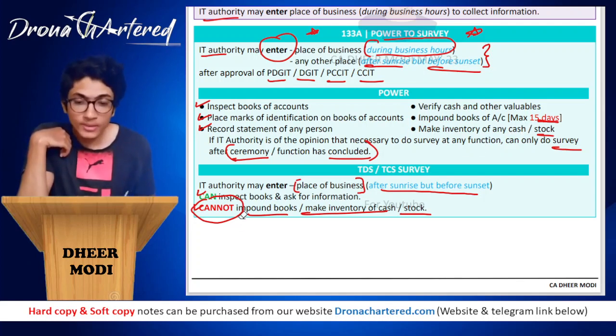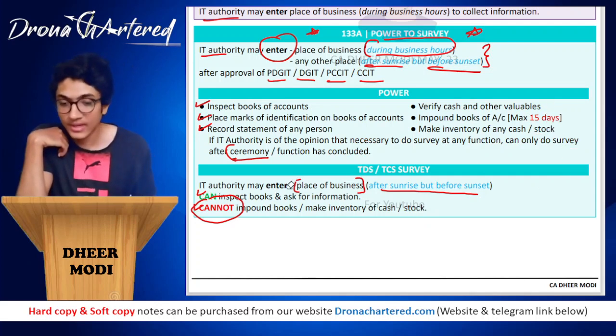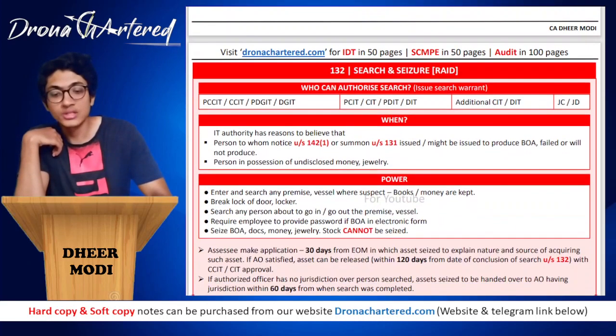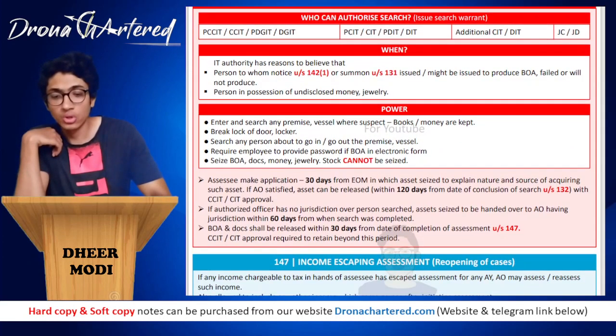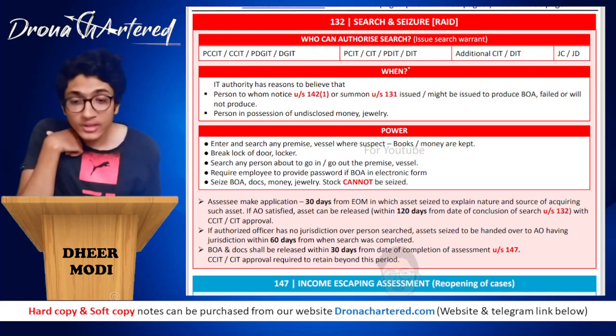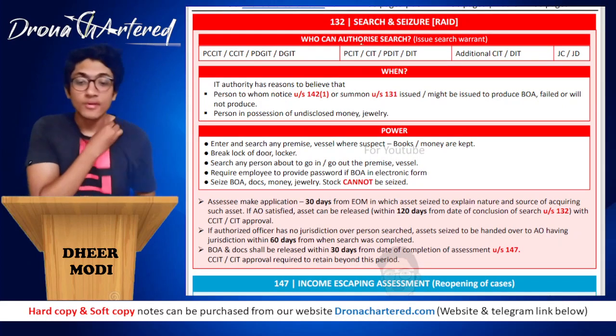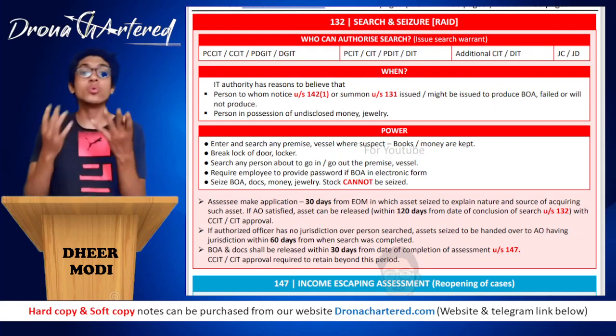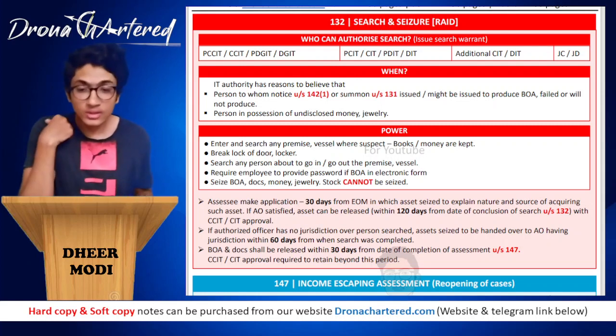So you will not be allowed to impound books or make any inventory of any stock or cash. Great. Now coming to our next part, that is your search and seizure, which you also call a raid. So search and seizure, that is your Section 132. So who can authorize your search? That is, who can issue the search warrant? Which authority will issue your search warrant?